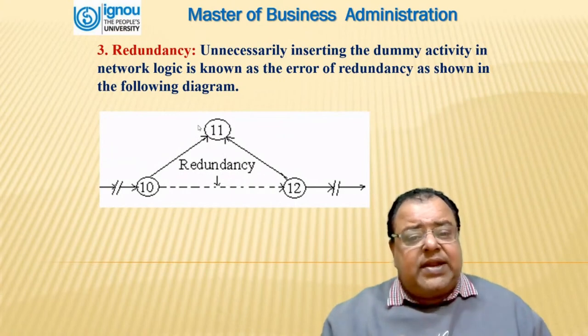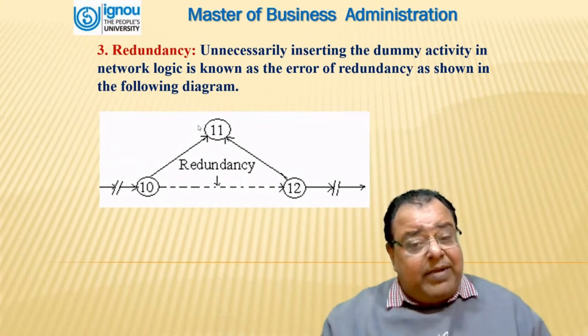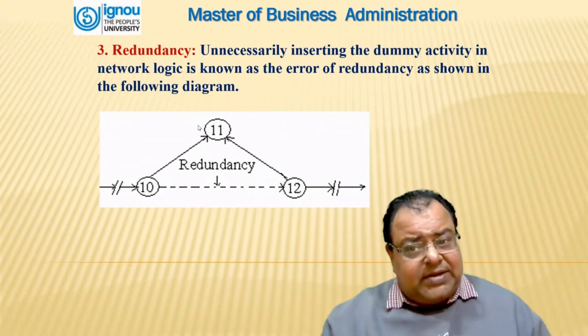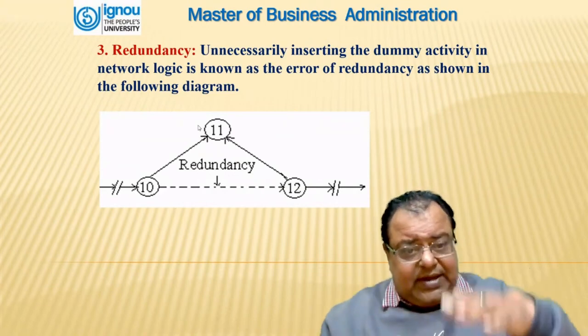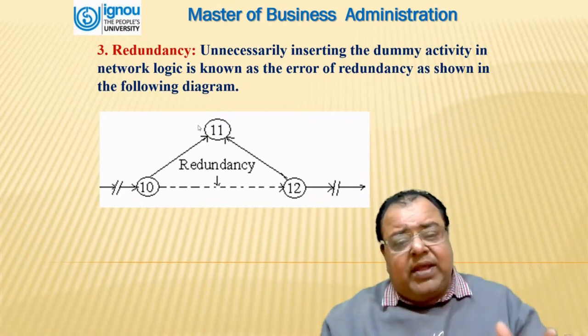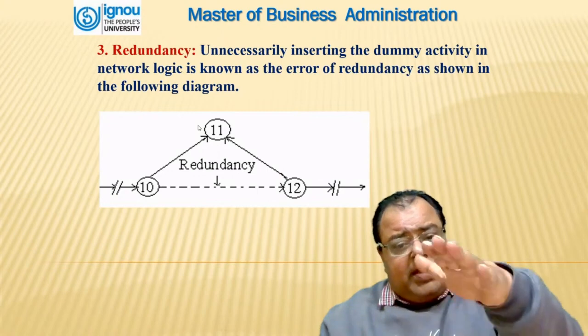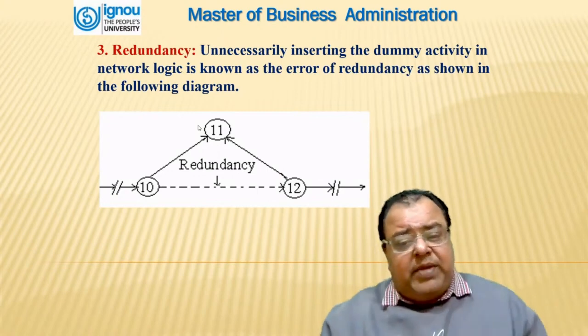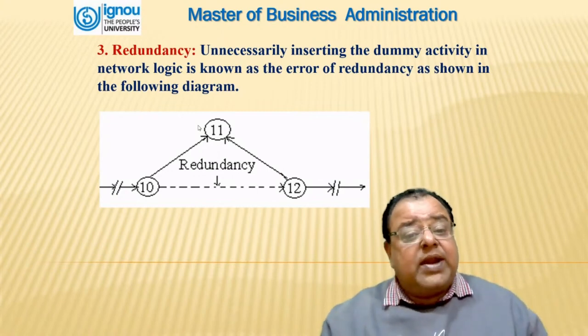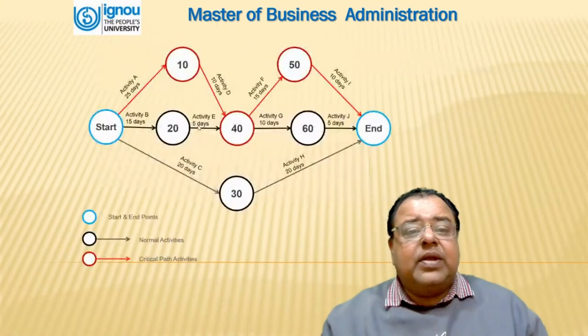Redundancy: unnecessary inserting of dummy activity in network logic is known as the error of redundancy, as it is shown in the diagram. This 11 can be brought down. It's not required basically, because 10 is connected to 11, 11 is connected to 12. It should be brought down. Dotted line should be avoided. Dotted line with arrow should be avoided.